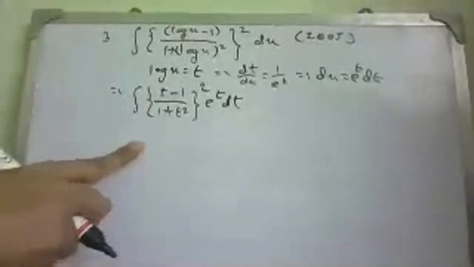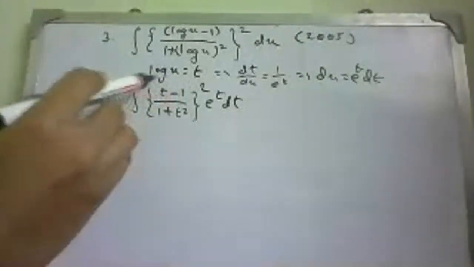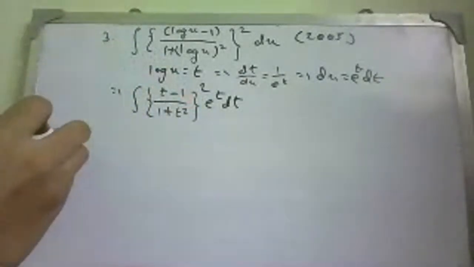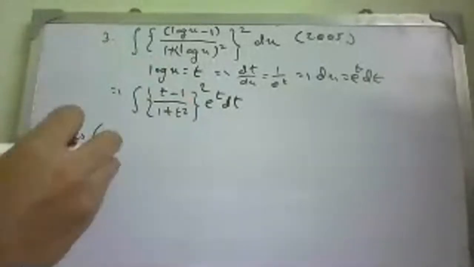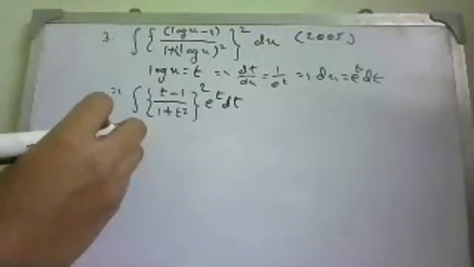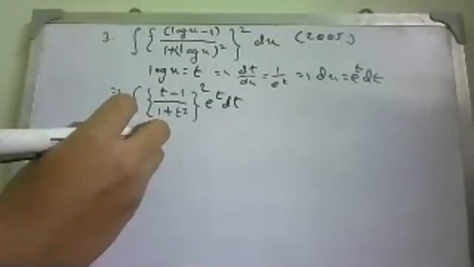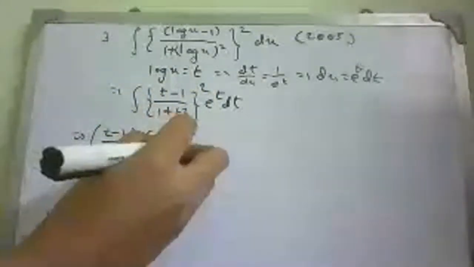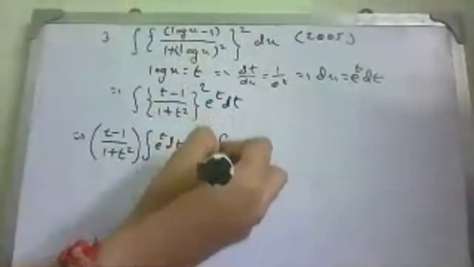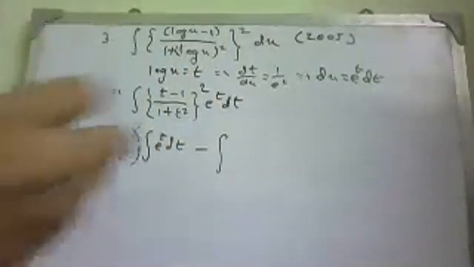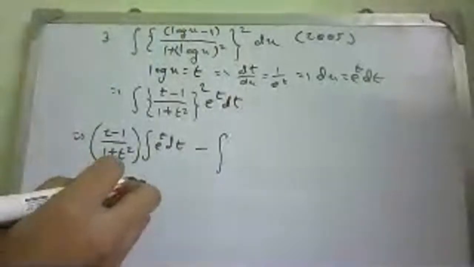So how can we apply the by parts? We need to assume that this particular function is the first function and this is the second function. So by parts, we know that this particular function needs to be the first function, integral of the second function, integral differentiation of this particular function. So differentiation might be a bit problematic over here, but let's do it separately.